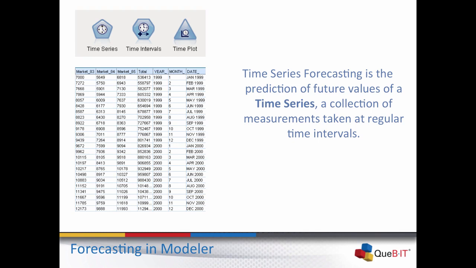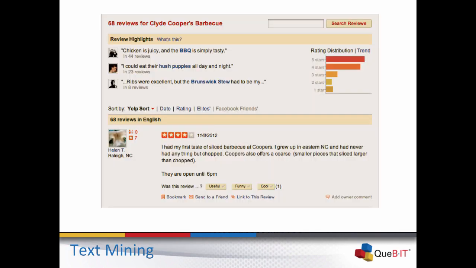Take a look at the data here. So we have different dates, monthly data. We could forecast just the total. We could forecast market 83 or market 84 or market 85. We could look at those columns one at a time. We could even throw them all in together and it would come up with 4 different forecasts. So that gives you a little bit of an idea of what's going on with time series forecasting.